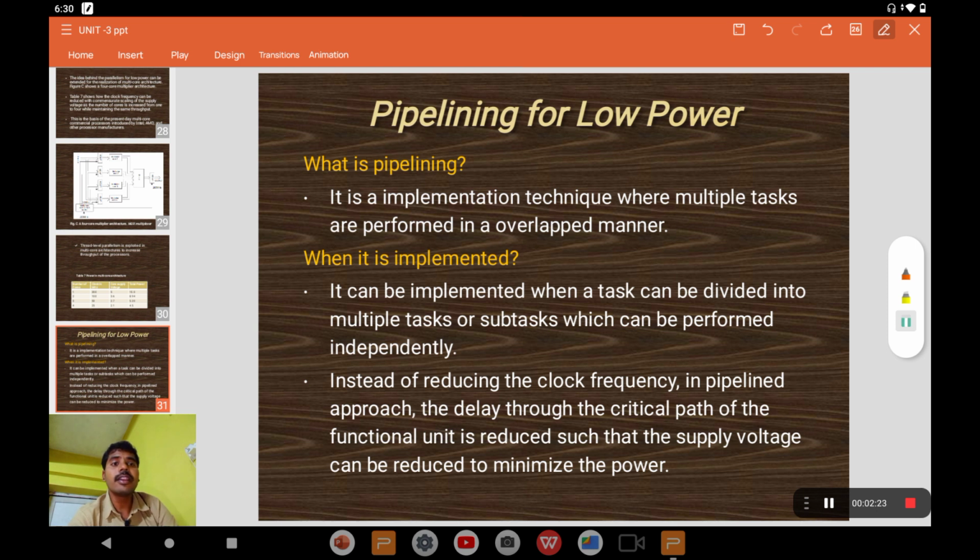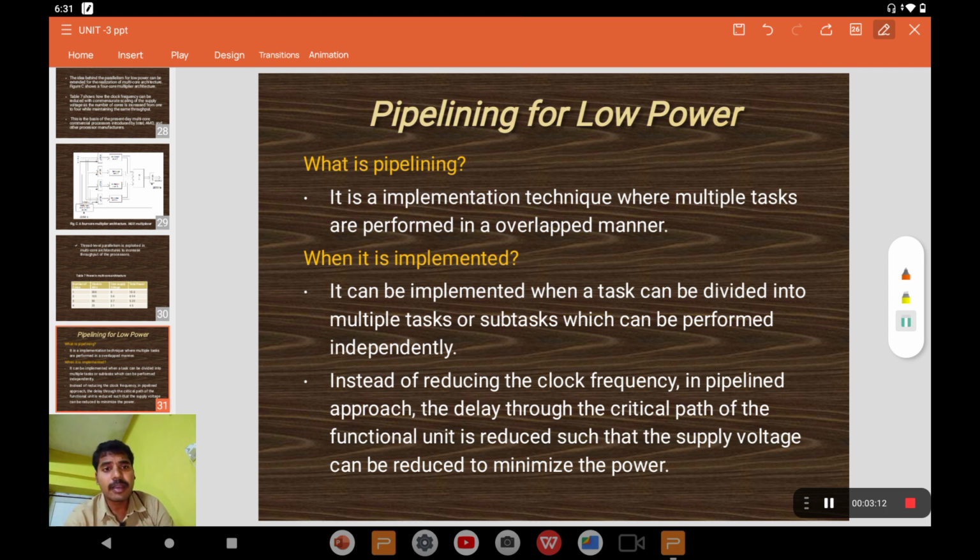Pipelining is an implementation technique which performs multiple tasks in an overlapping manner. When can it be implemented? It can be implemented when a task can be divided into multiple subtasks which can be performed independently. Instead of reducing the clock frequency, in the pipeline approach the delay through the critical path of the functional unit is reduced, such that the supply voltage can be reduced to minimize the power.